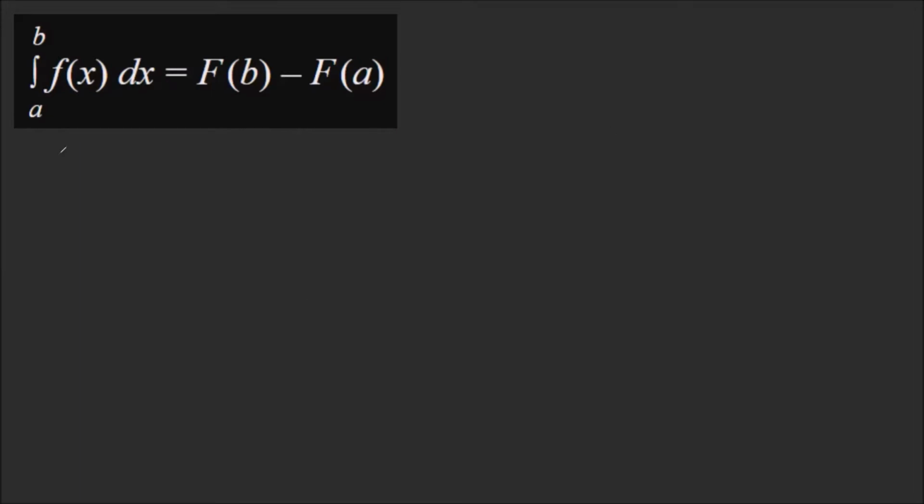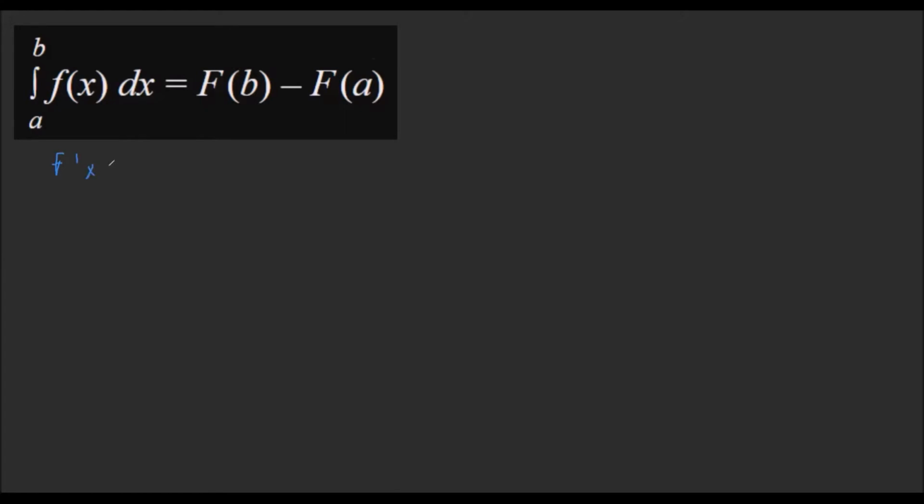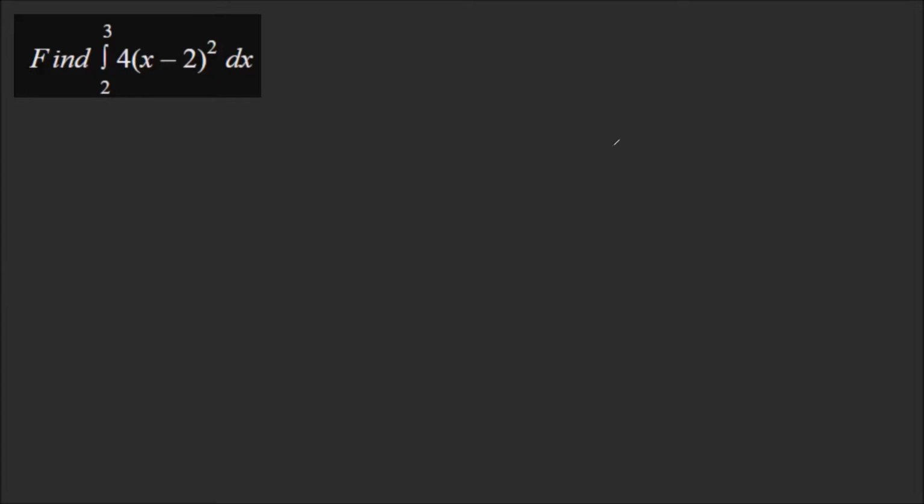That is, if we let the derivative of capital F of x equal lowercase f of x, meaning that this over here is the antiderivative of this over here. And if you were to take the derivative of this, you'd end up with this. So it states that the integral from a to b of f of x dx is equal to the antiderivative at point b minus the antiderivative at point a. And that's basically it. Sorry if the background info was a bit short. There really is not much to go over.